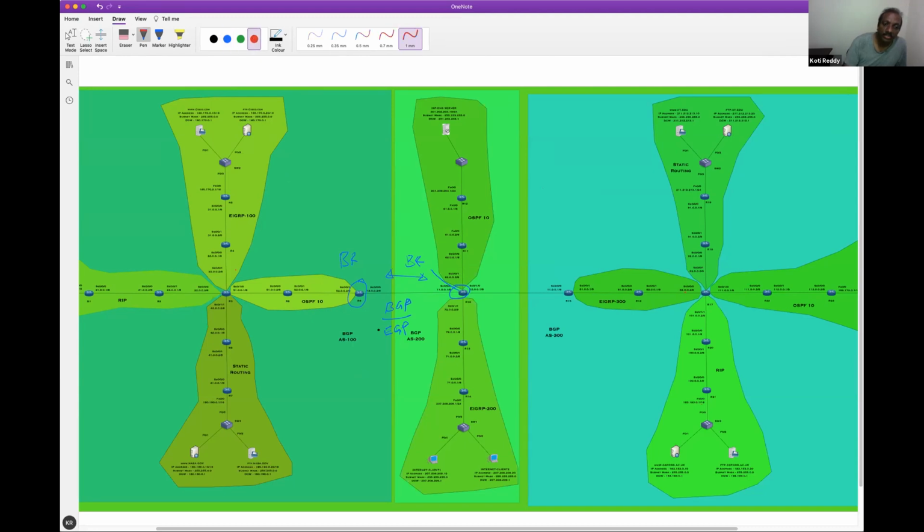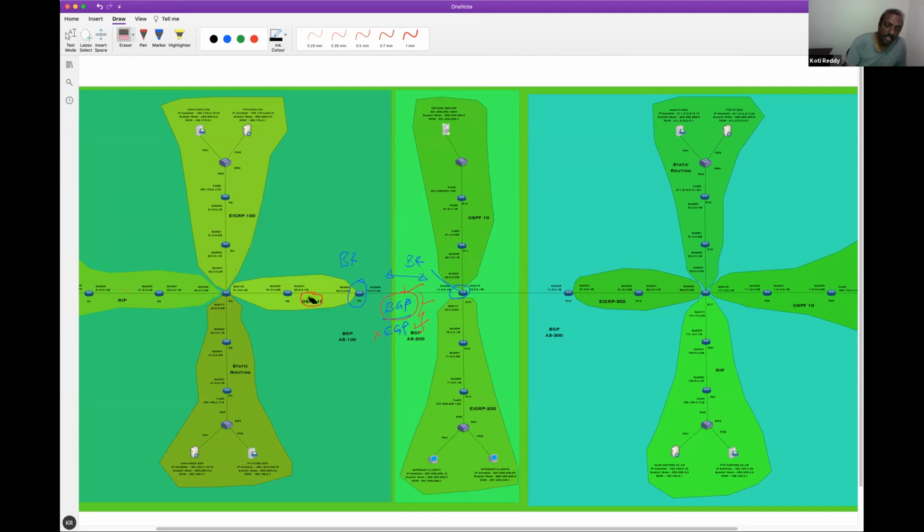EGP has become obsolete. So we mostly use the BGP routing protocol now. So BGP is called what? An Exterior Gateway Protocol. EIGRP, RIP, OSPF, ISIS are called IGP, Interior Gateway Protocols. Whereas BGP and EGP, these 2 fall under the category called Exterior Gateway Protocols.